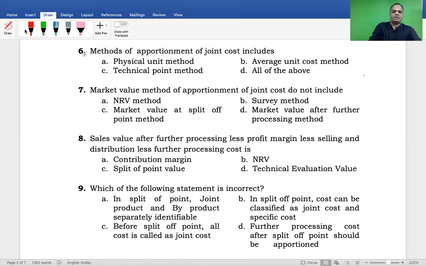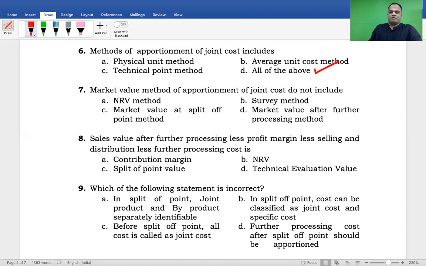Methods of apportionment of joint cost include physical unit method, average unit, technical point. Therefore, all of the above. What are all the methods? Physical unit method, average unit cost method, technical point or technical evaluation or survey method, contribution margin method, market value method. Under market value method: market value at the split off point, market value after further processing, and NRV method. These are all various methods of apportionment of joint cost.